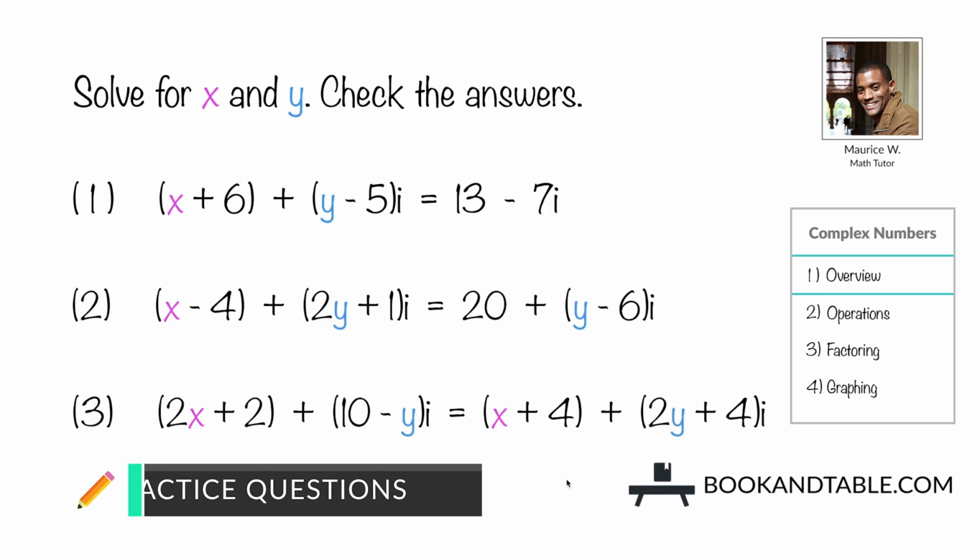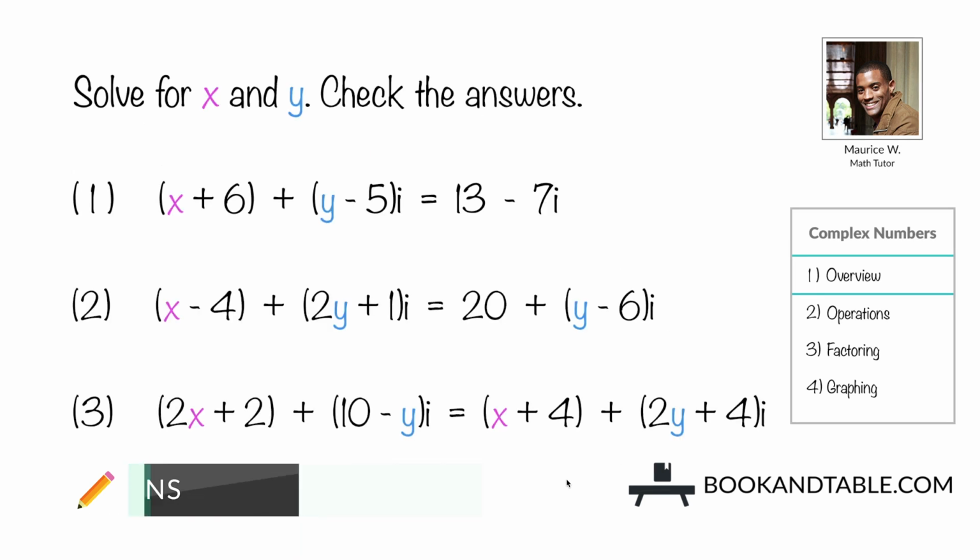Let's have you try a few practice questions. Solve for x and y. Check the answers. Question number 1. x plus 6 plus y minus 5i is equal to 13 minus 7i. Question number 2. x minus 4 plus 2y plus 1i is equal to 20 plus y minus 6i.